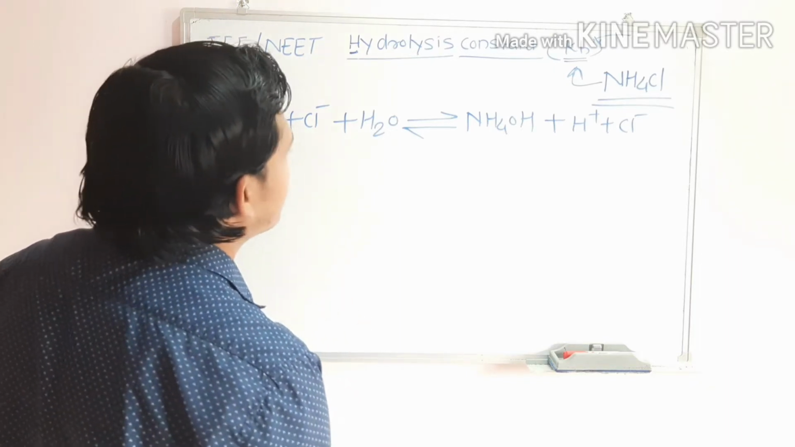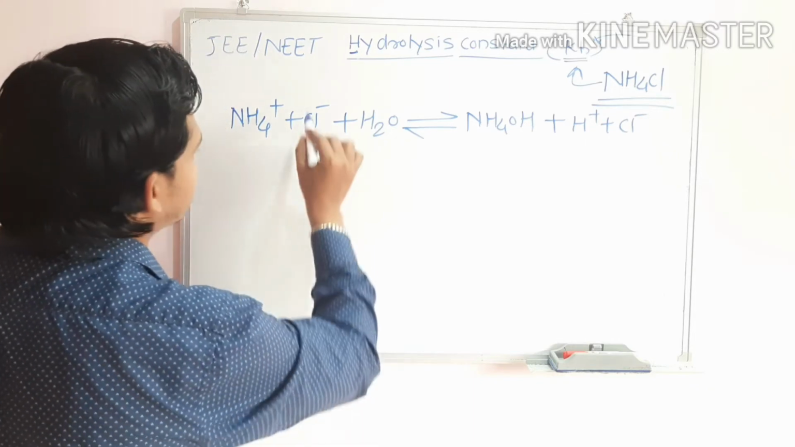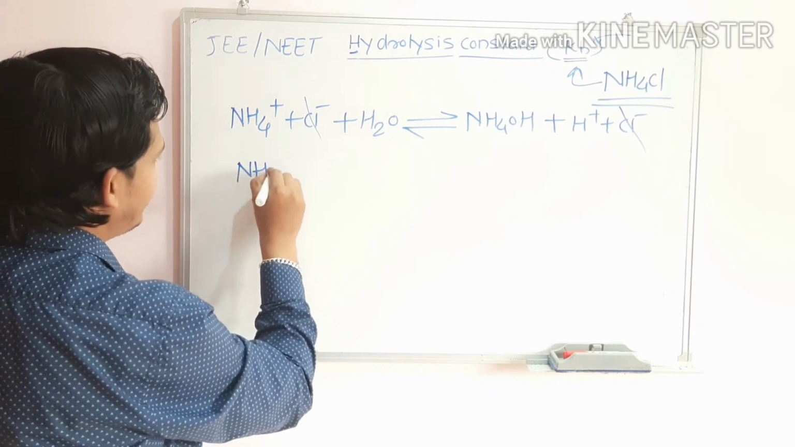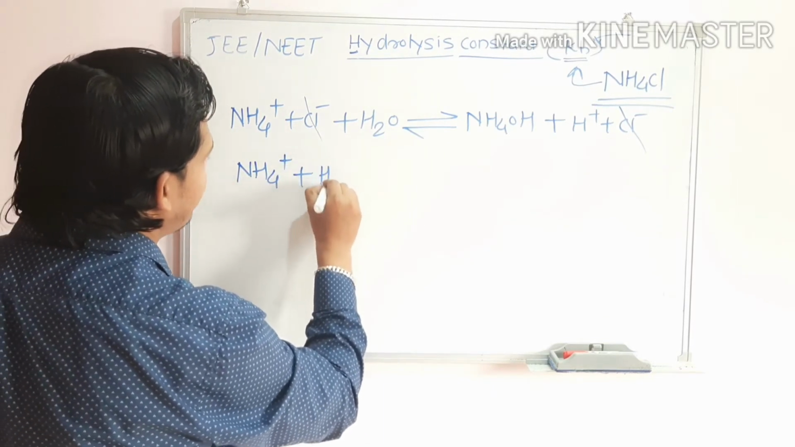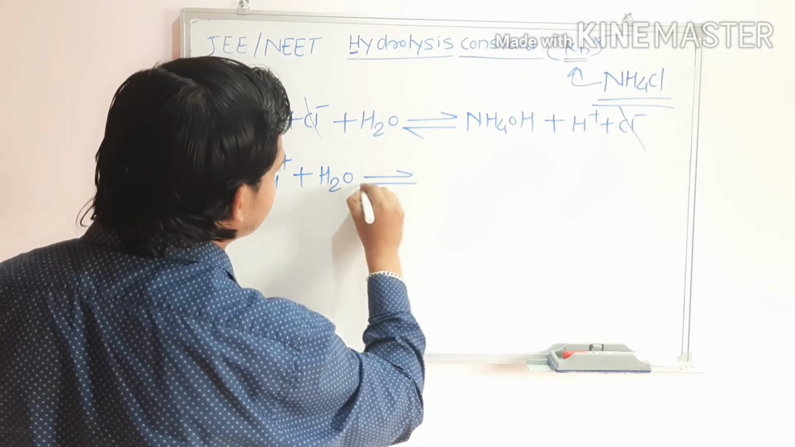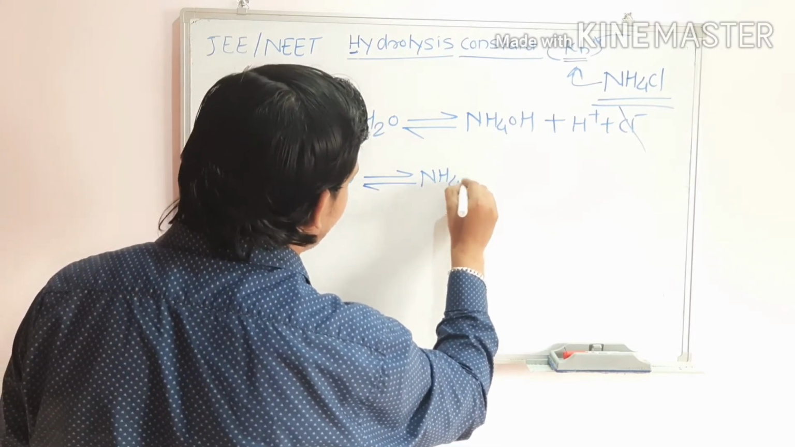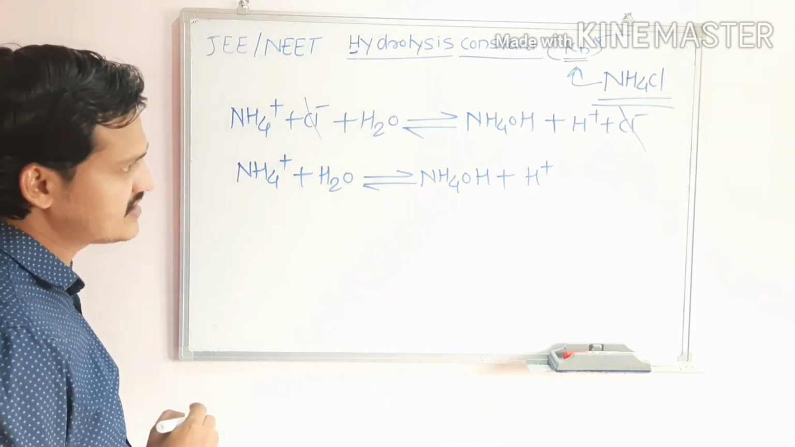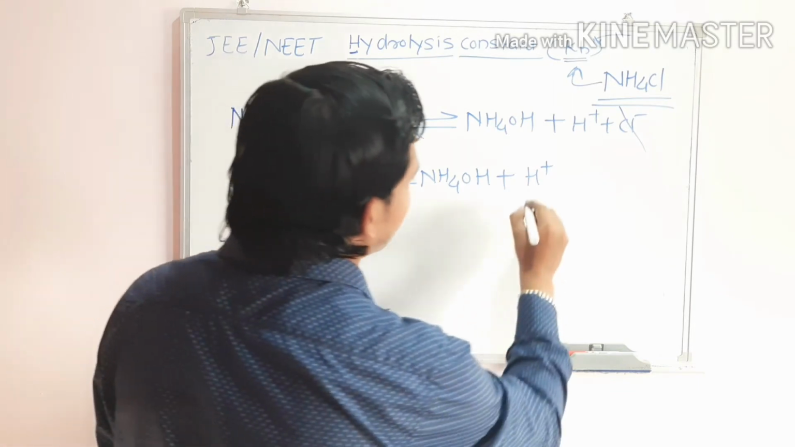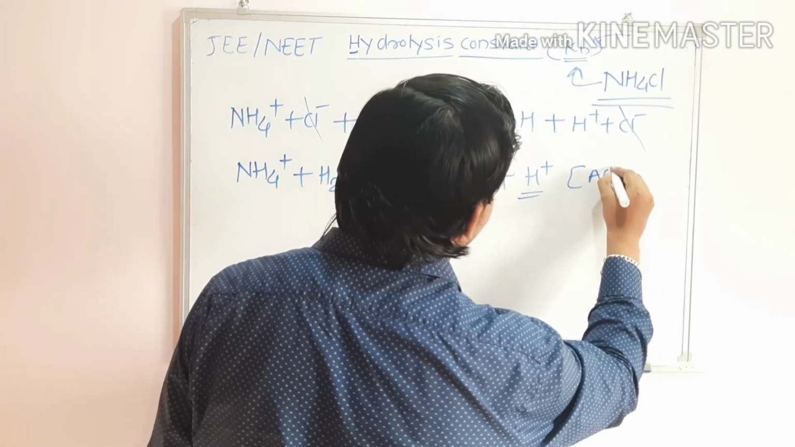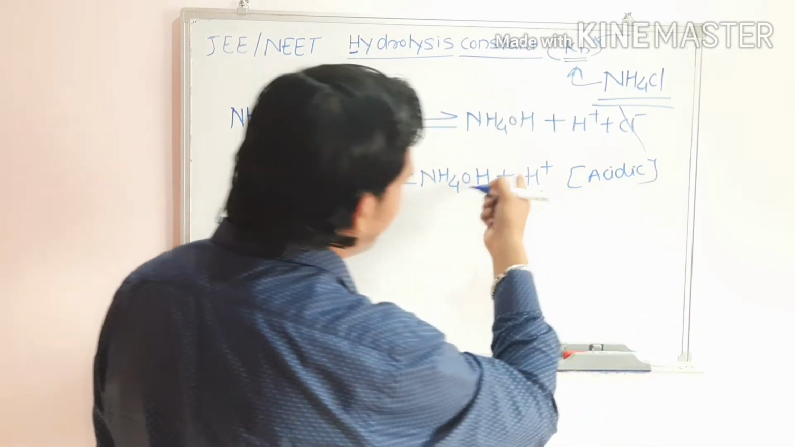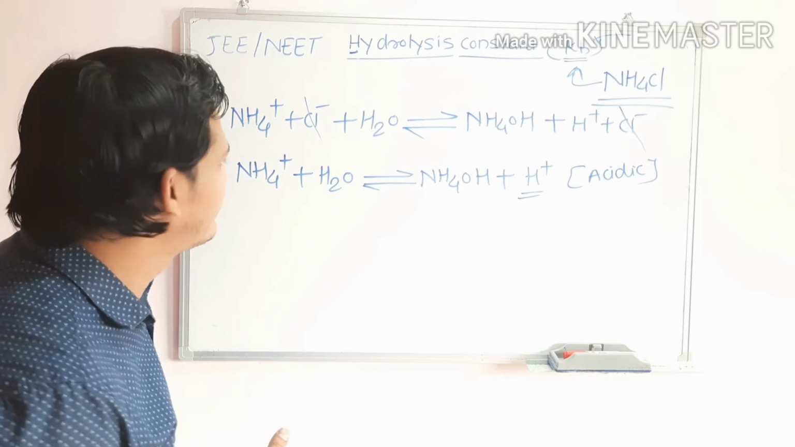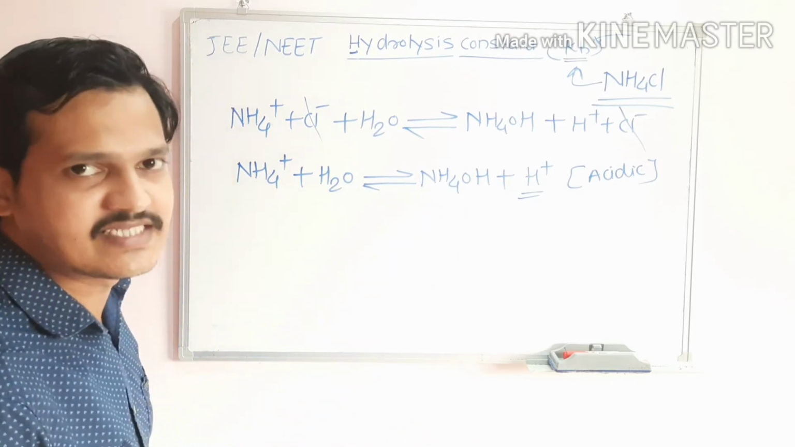Now what will cancel out? Cl minus cancels out with Cl minus, and our equation is NH4 plus H2O which gives NH4OH plus H plus. The pH of the solution will be acidic, because on the product side there must be a large excess concentration of H plus ion. So the pH of the solution will be acidic.